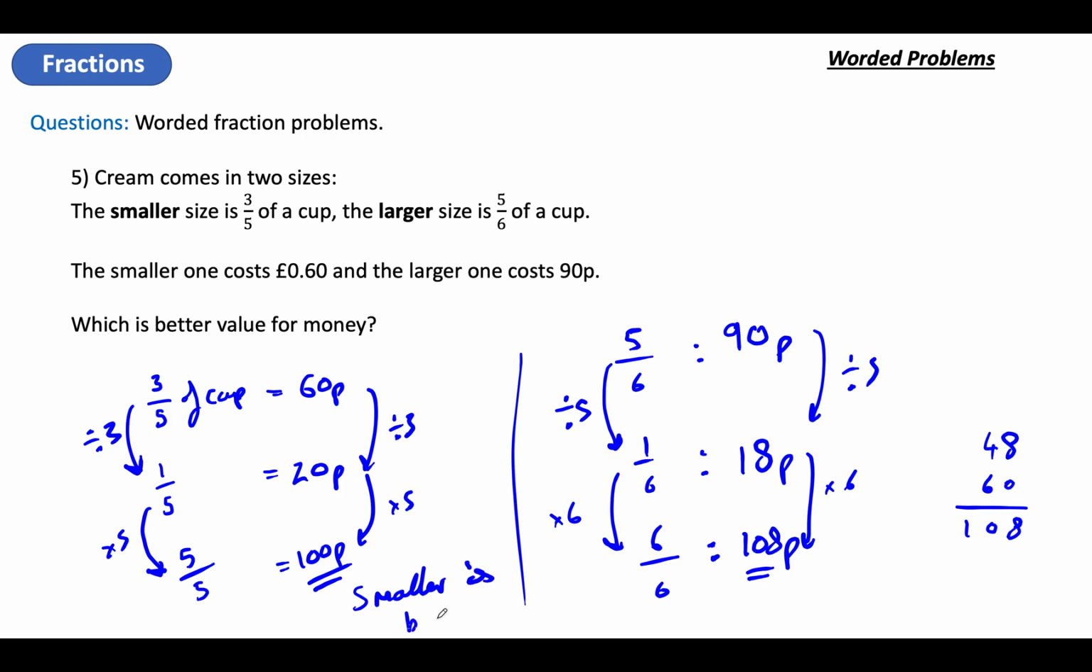So, smaller is better value because it would cost you less, in theory, to buy a whole cup using the small size. Yep, so the small one is the best value. So what did I do? I found 1/5 and then sort of went back up to 5/5. This one, I had 5/6, so I went down to 1/6 and then back up to 6/6. Just found a whole cup in each case.